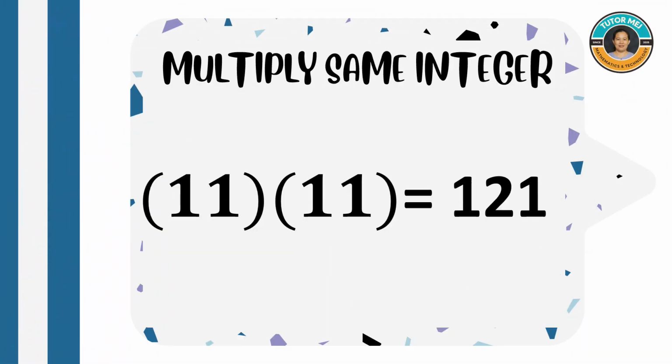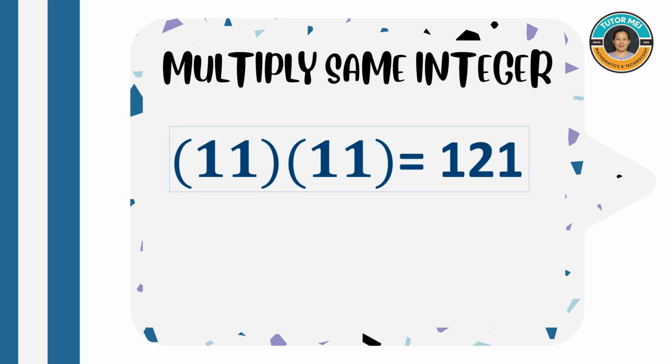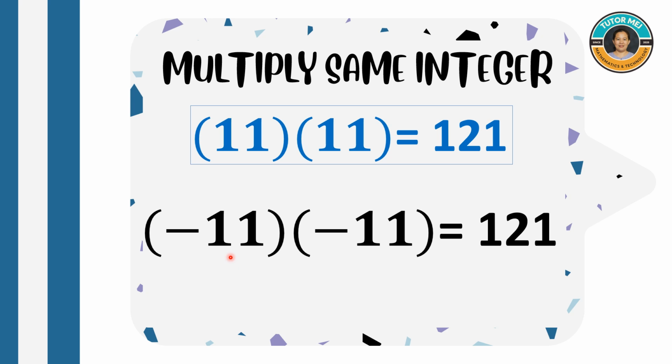Now, let us check. Positive 11 times positive 11 equals 121. Negative 11 times negative 11 will also give us 121.